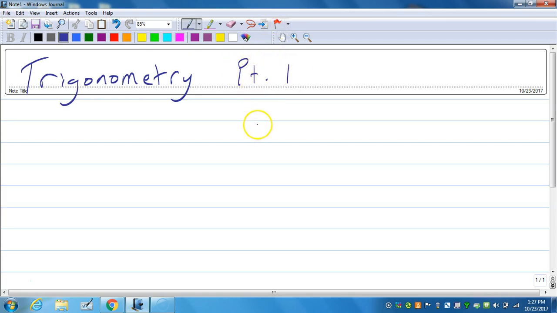Trigonometry Part 1. Let's do more like a G.